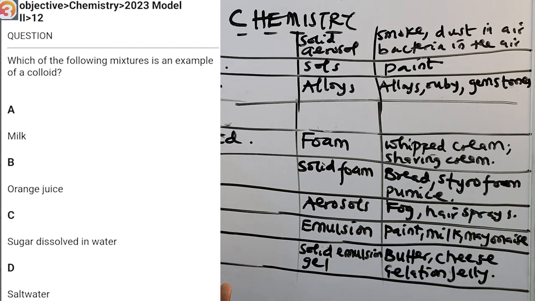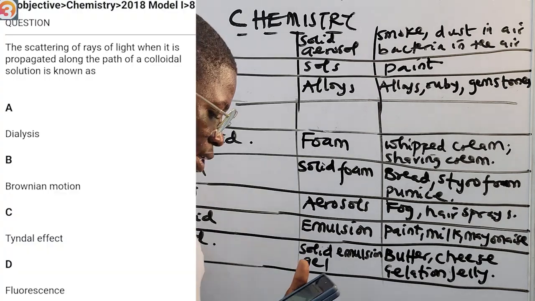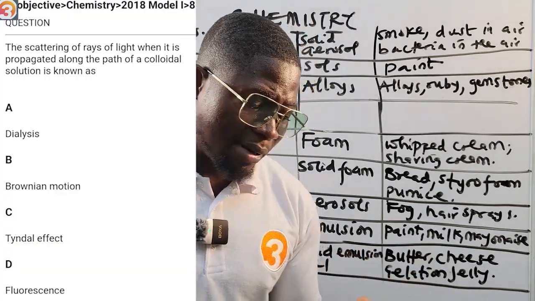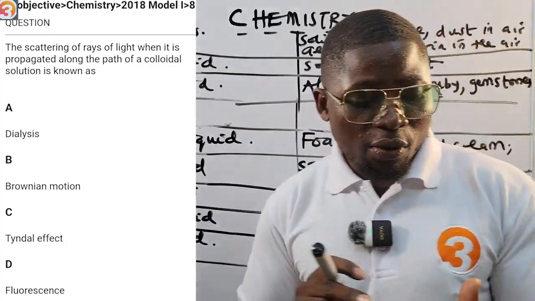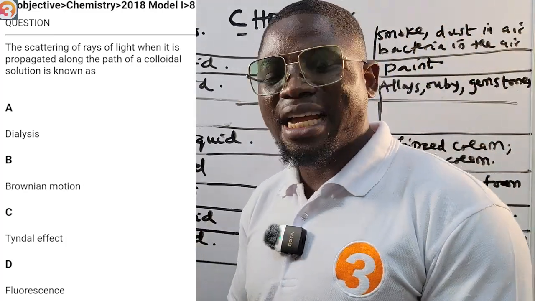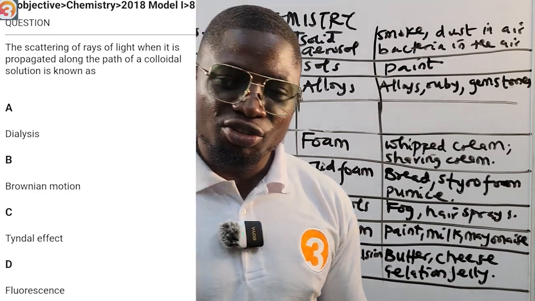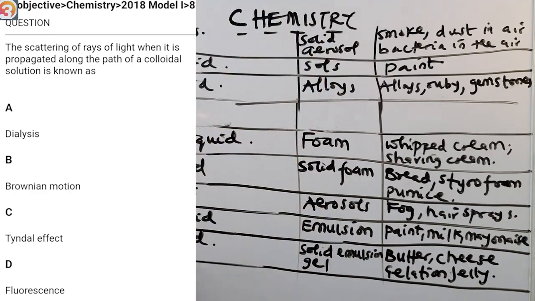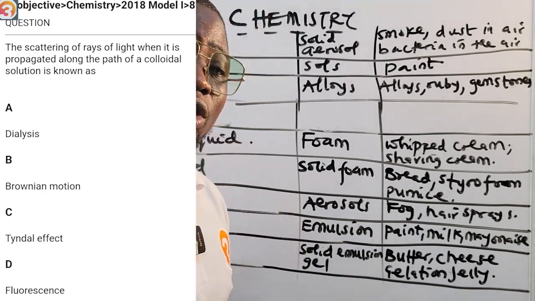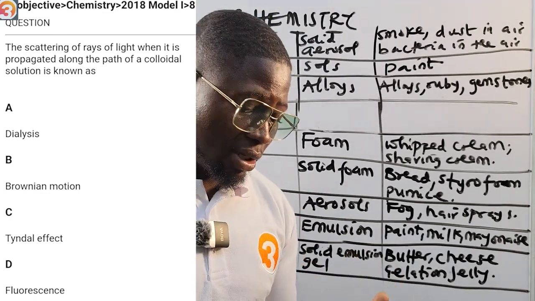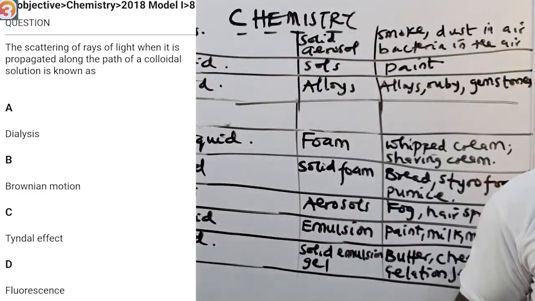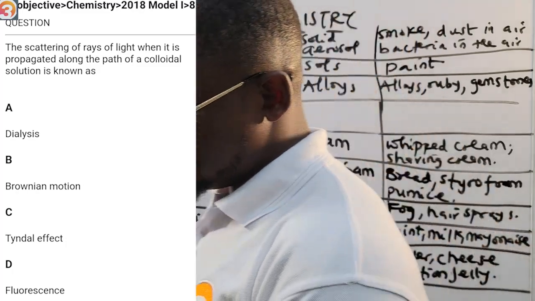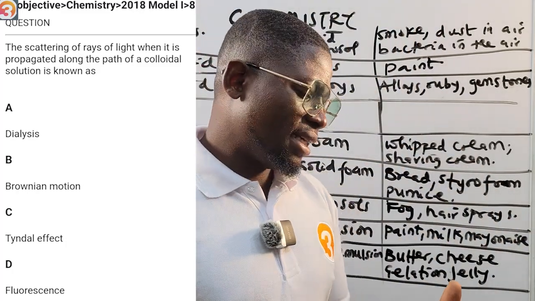Now, let's see 2018 number 8. We were supposed to answer it in the last episode, but we didn't take it. They say the scattering of light rays when it is propagated along the path of a colloidal solution, we call that the Tyndall Effect, in the last episode. So if you do not watch the episodes one by one, that is your problem. A, dialysis. B, Brownian motion. C, Tyndall Effect. D, fluorescence. So the correct answer there is Tyndall Effect.